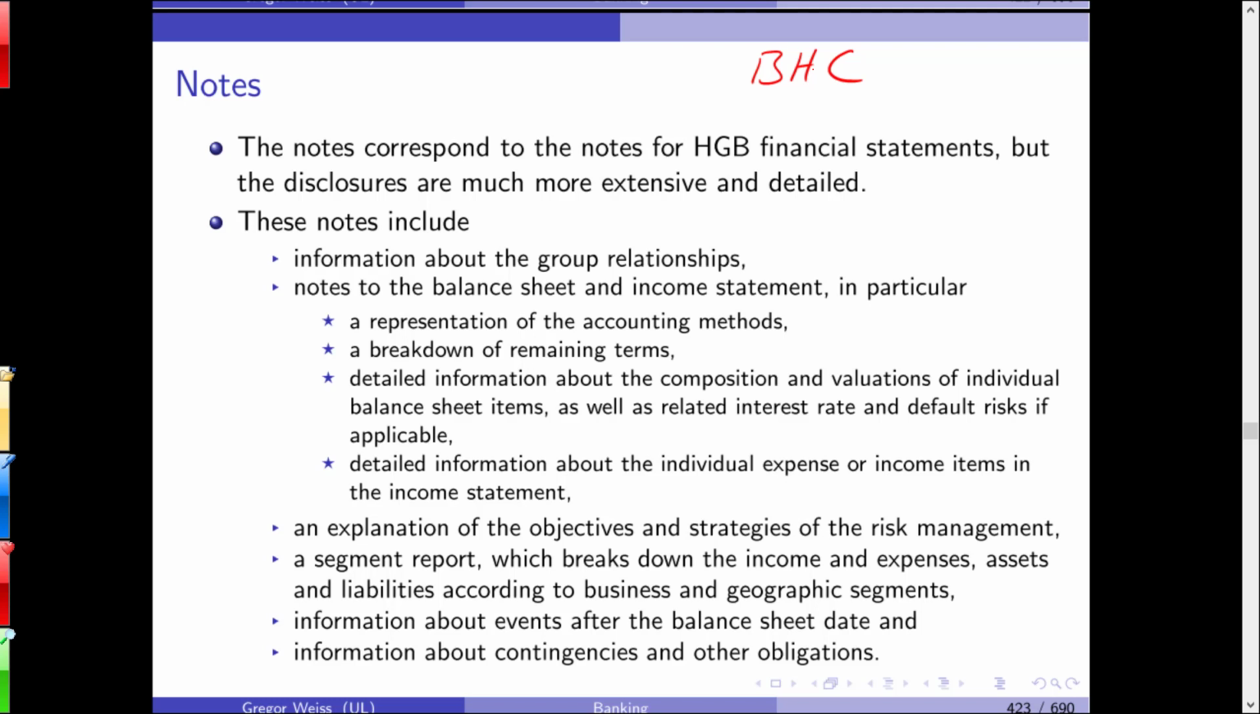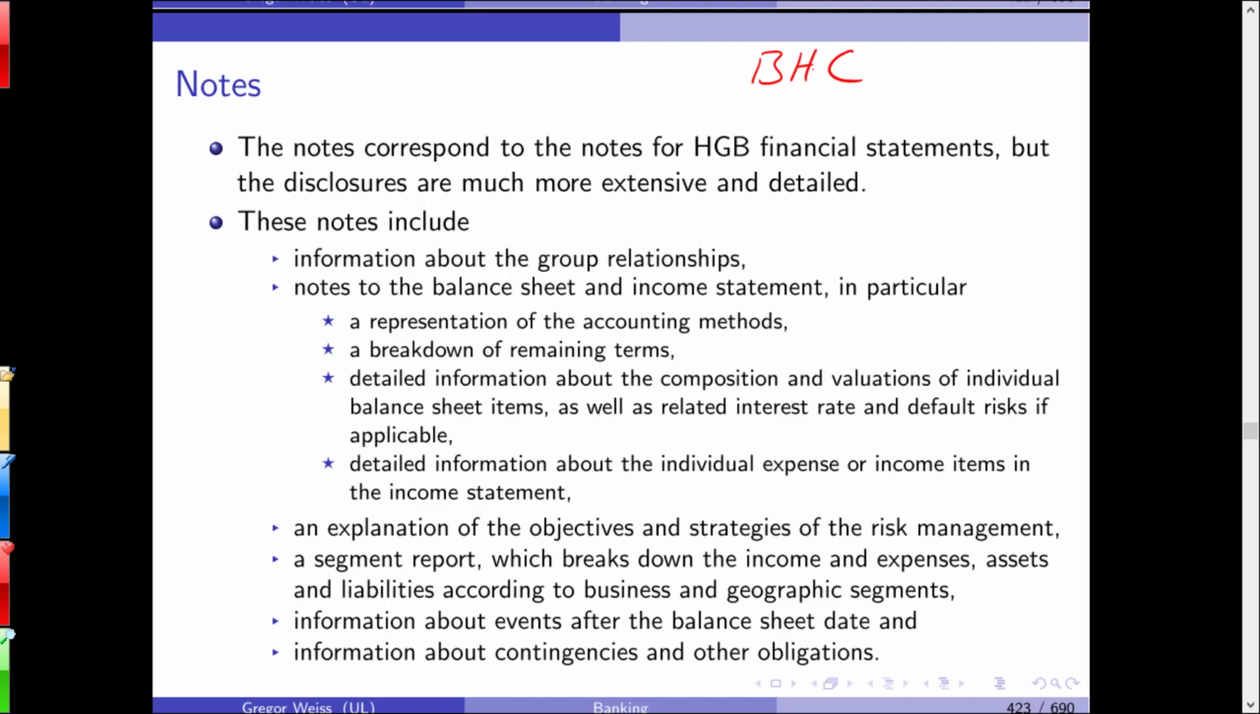So IFRS, not surprisingly, requires information about the group relationships and ideally also concerning the holding structure to give investors at least a glimpse of what the holding structure looks like. The full picture will only be available to regulators and supervisors, but still the notes will include some information on that. The notes to the balance sheet and income statement will also include a representation of the accounting methods, a breakdown of remaining terms, and detailed information about the composition and valuations of individual balance sheet items.